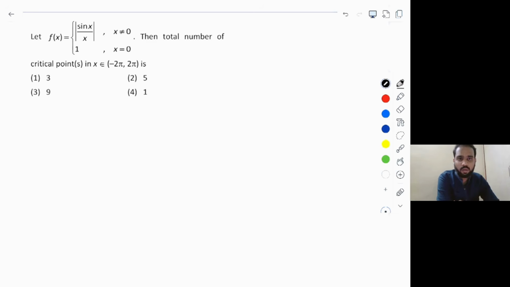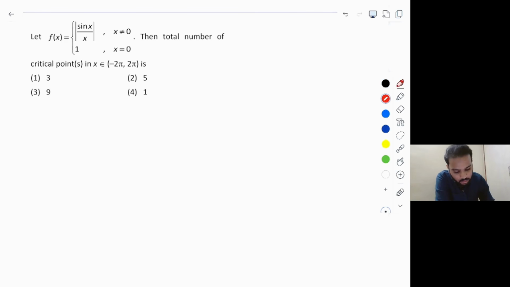That is, the total number of critical points of the function f of x, for x belongs to minus 2 pi to 2 pi. But you have to be very careful while solving this question, because if you were somewhat negligent, then you might miss a few cases here. Okay, so let's try to be very careful and try to understand properly.